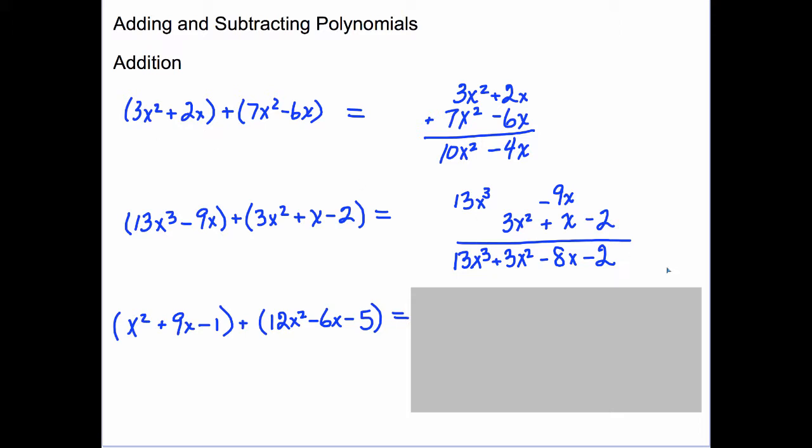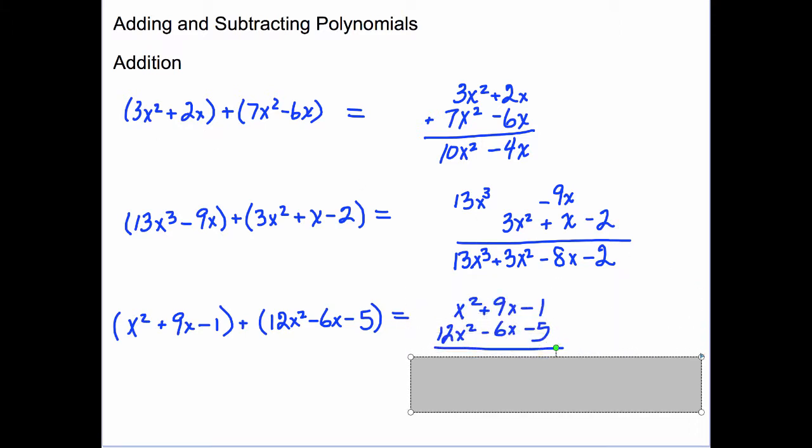Now here's how this last example would have been done. Okay? X squared plus 9x minus 1 plus 12x squared minus 6x minus 5. Copy that into your journal, work out the answer, and yes, this is the same problem as last time, but you can write your answer. Stop the video as you're doing that, and then I'll show you the answer.